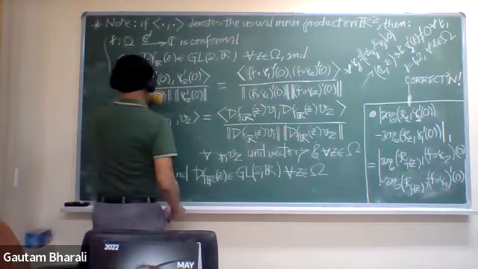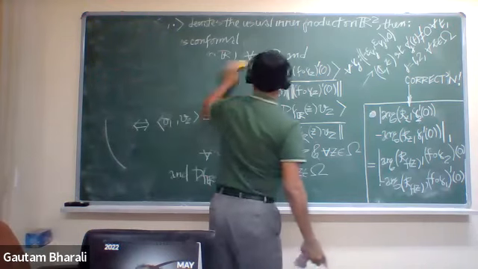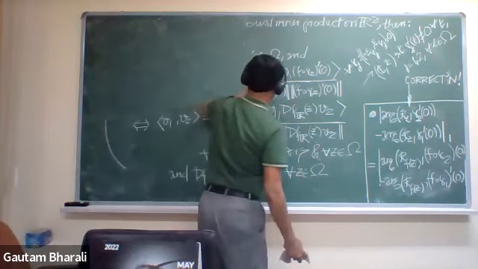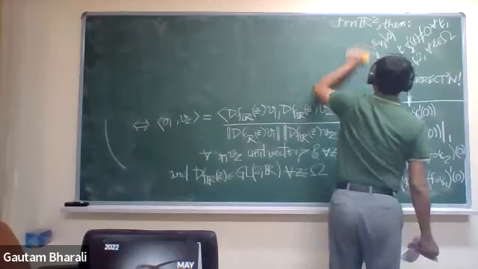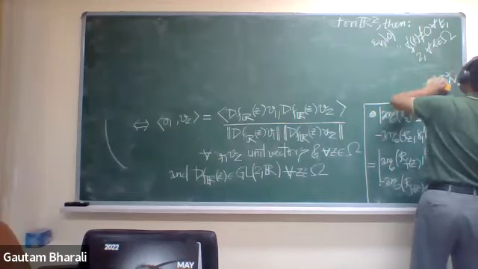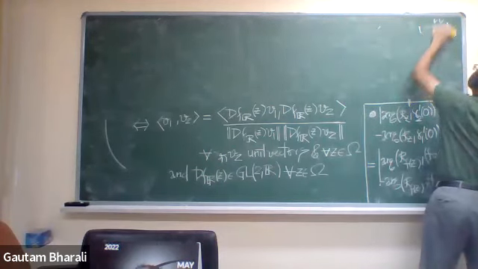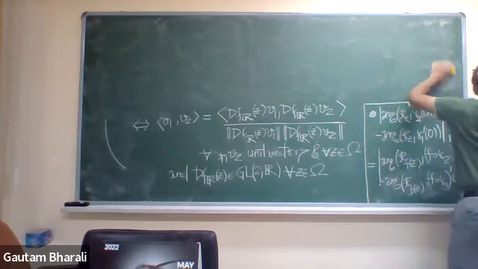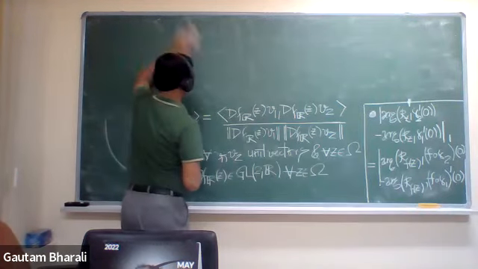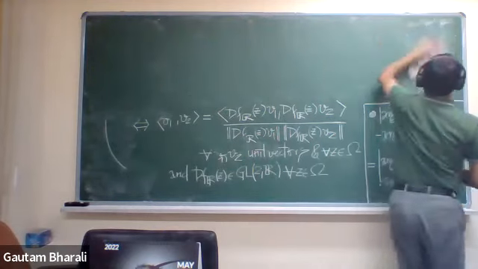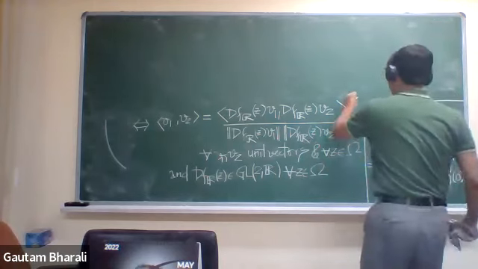So I am going to remove this intermediate if and only if, and I'm going to retain this bottom half of the board, because this is the important condition that I need.